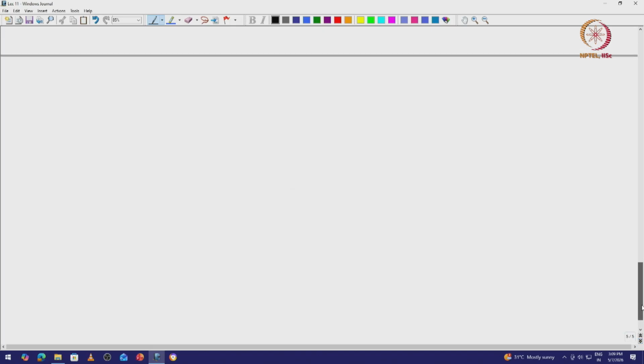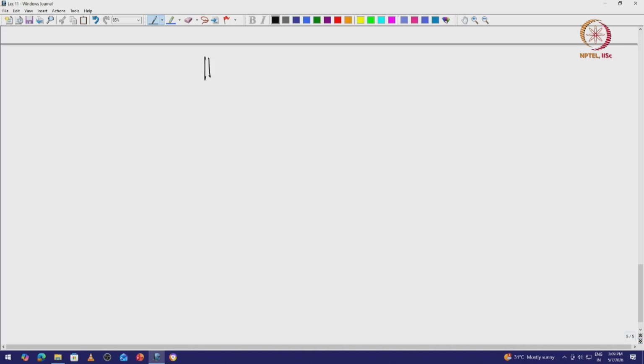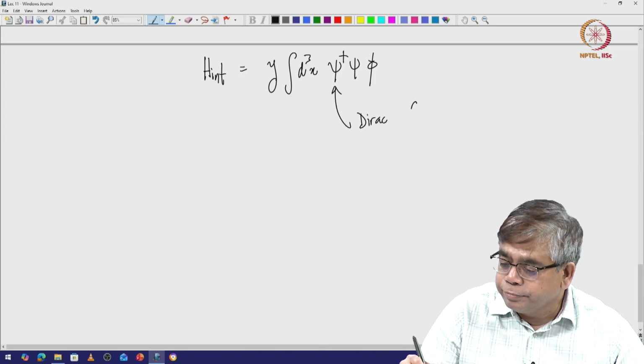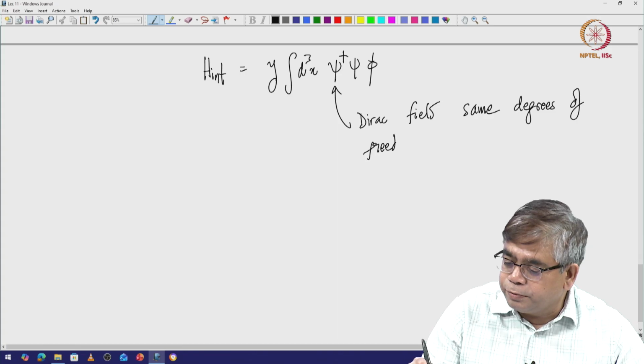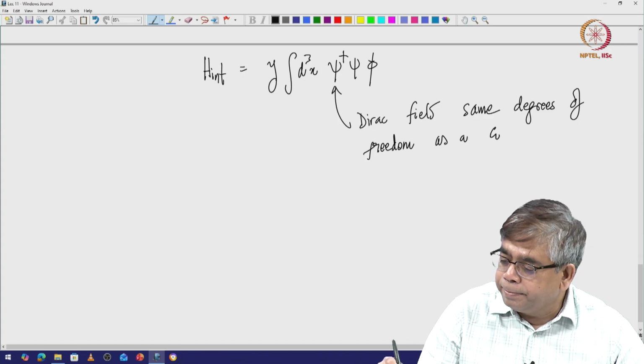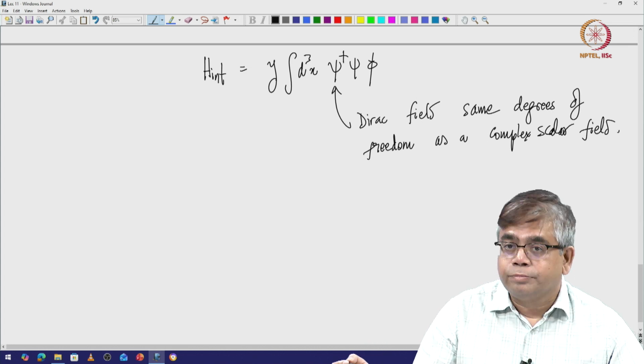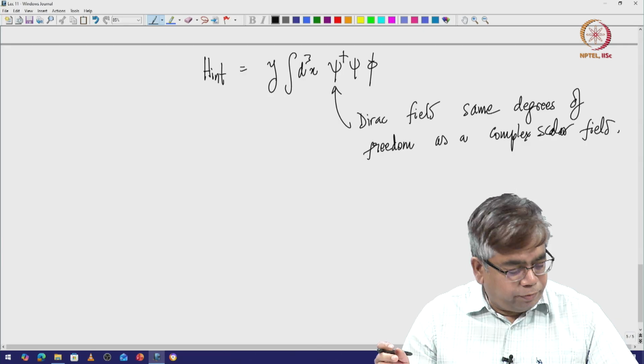Another interesting example would be the Yukawa interaction. So, let us take H interaction. I have not introduced fermions yet, but let me just say there is an interaction. Psi is a Dirac field, with the same degrees of freedom as a complex scalar field. We will do the Dirac field in the next lecture or so.